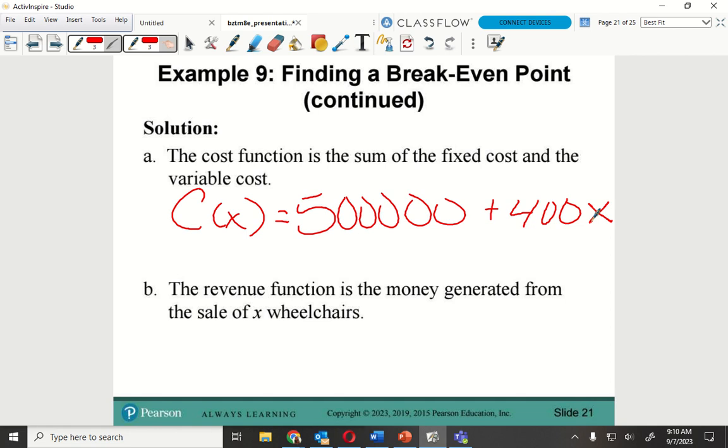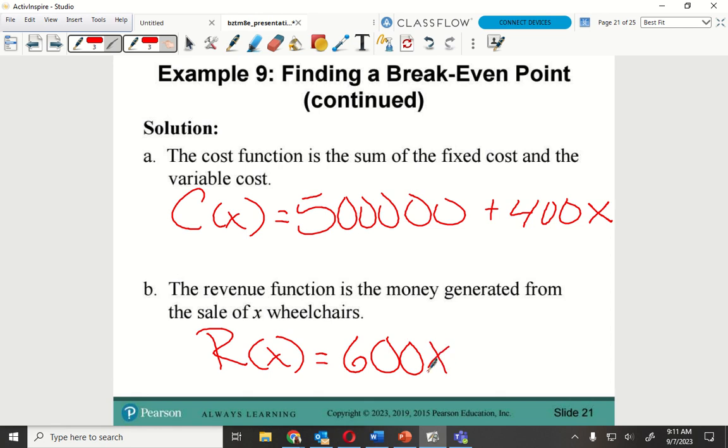Now, let's go about that income. Revenue function, R of X. Revenue, income. What do I get from the income? What's my revenue function? 600. Say it. 600X.